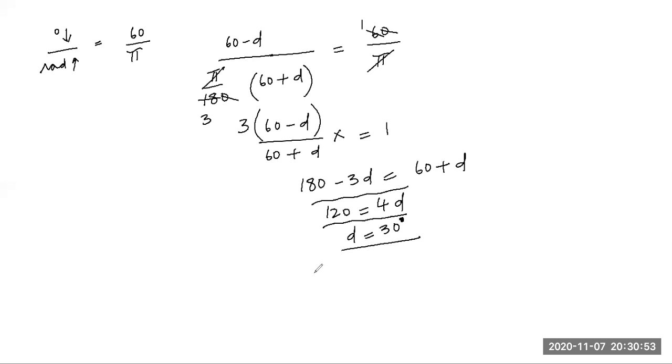Na? So now what are the angles? 60 minus D is 30. Then come on, 60 plus D. No. What is the second angle? 60 degree. And you are right, Jasmine.